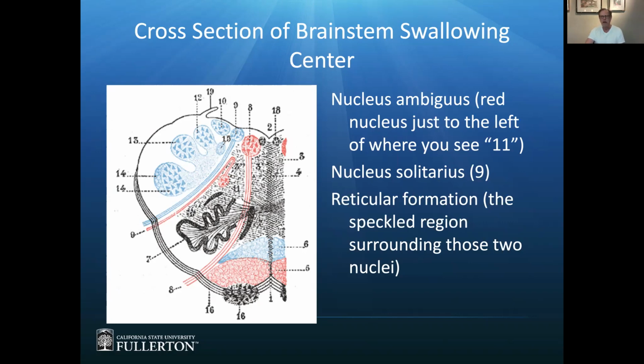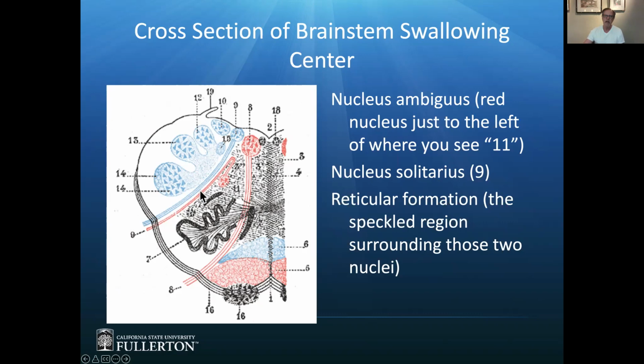The dendrites are cell bodies, most likely. And so the cell bodies here are not first order motor neurons, they're second order sensory neurons, or second order afferent neurons. So in terms of the location, here's our nucleus ambiguus, here's our nucleus solitarius. And then the reticular formation, which is the third component of the brainstem swallowing center, is just represented by this speckled area around here.